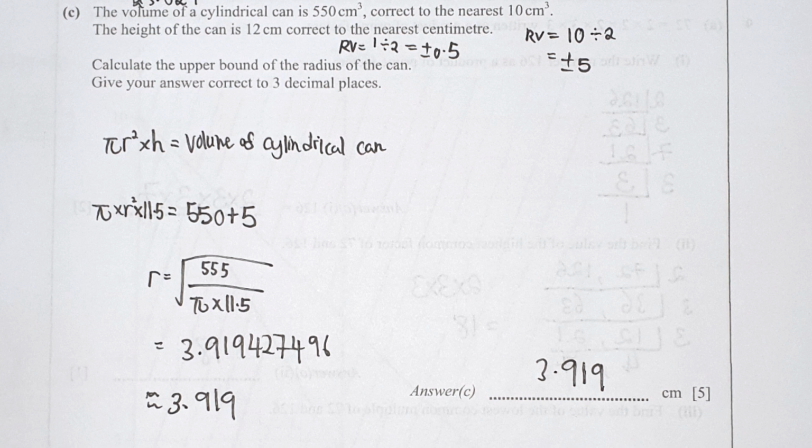So to get the highest possible outcome, my numerator needs to be bigger, since I took 550 plus 5, and my denominator needs to be smaller, so I took pi times 12 minus 0.5. My final results after square rooting it, and correcting it to 3 decimal places, should be 3.919. That's pretty much it for this paper.